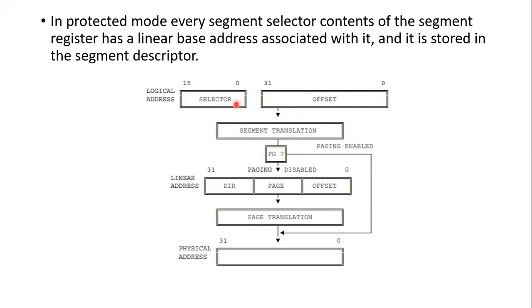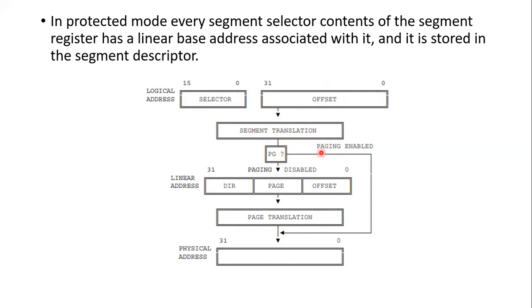Fine. The selector will point to a descriptor for the segment in a table of descriptors. Then the linear base address from the descriptor is added to the 32-bit offset to generate the 32-bit linear address. Whatever process we carried out is known as segment translation or segmentation. Now if the paging unit is not enabled, now we'll come to the paging unit.